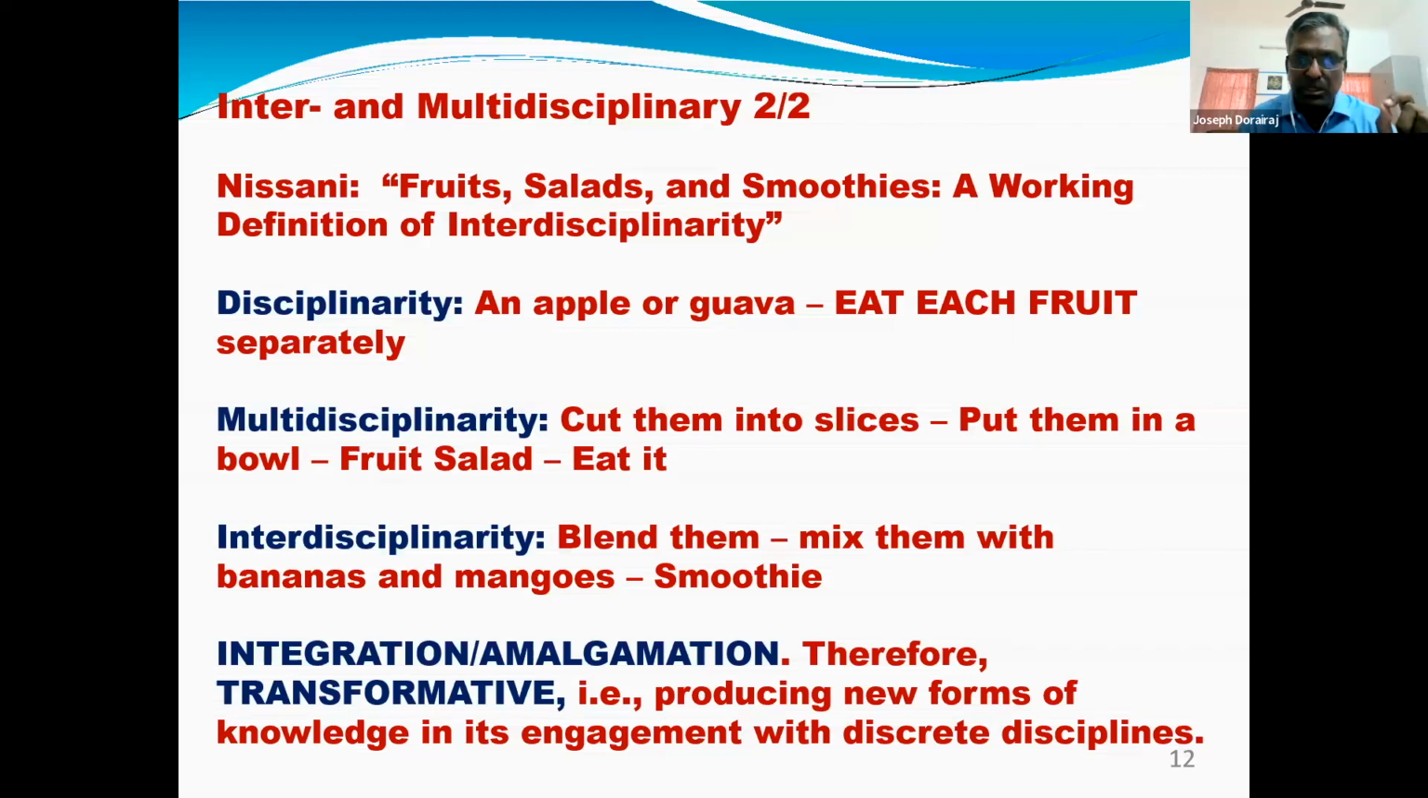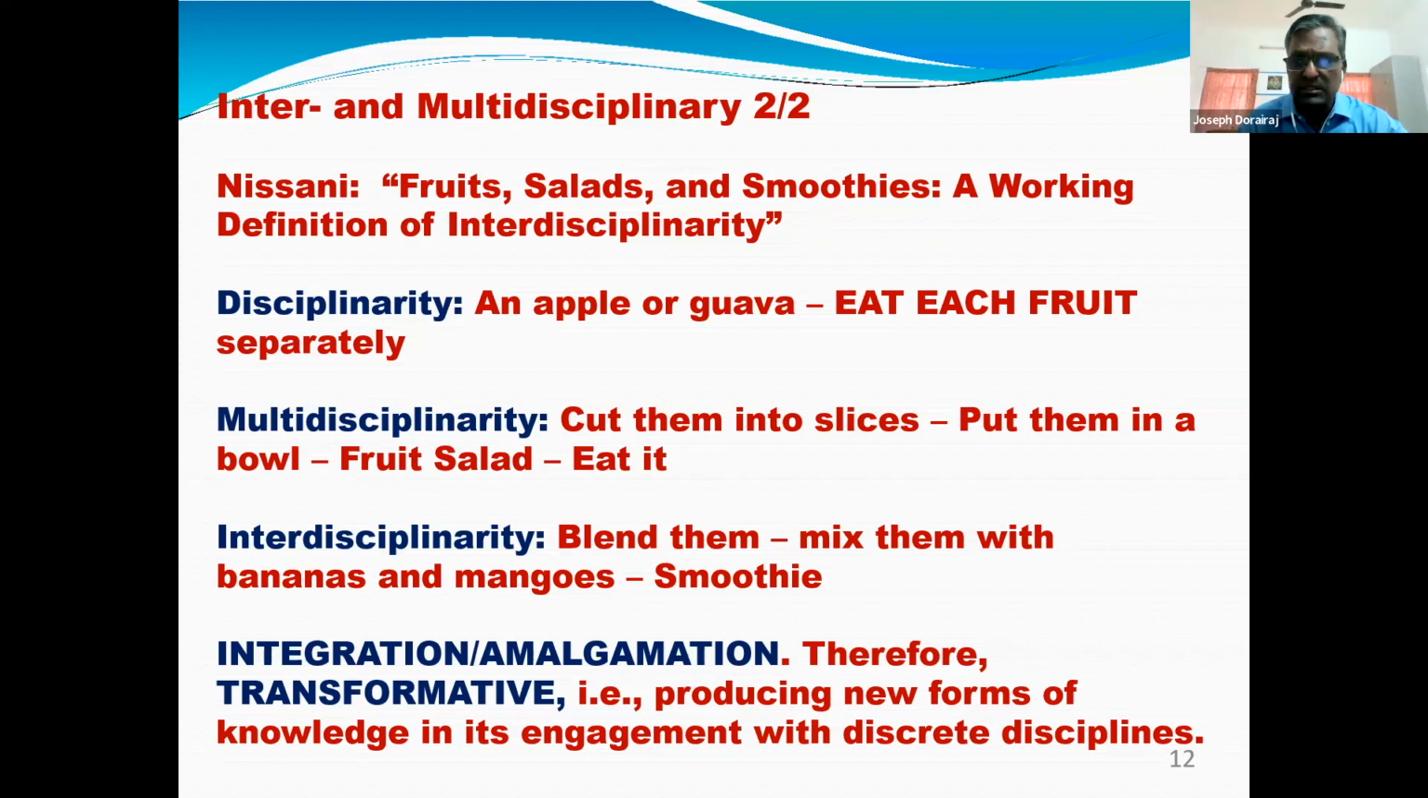But what we need to realize is that the fruit bowl is there. So you have mango pieces, and the mango pieces retain their individual identity. The mango piece tastes only like a mango. It doesn't taste like a banana. It doesn't taste like a guava. In other words, it retains its original identity.